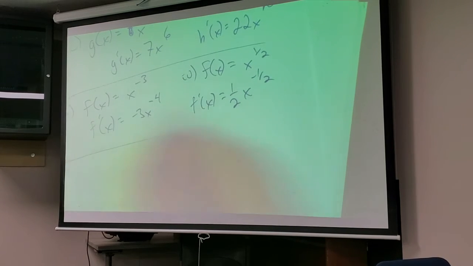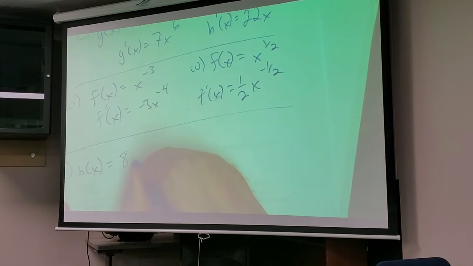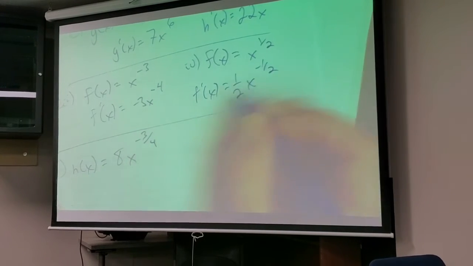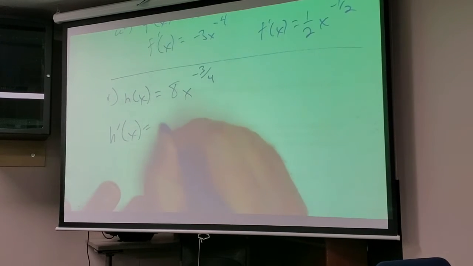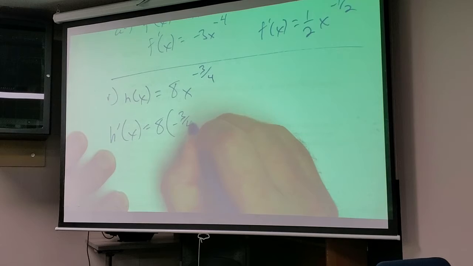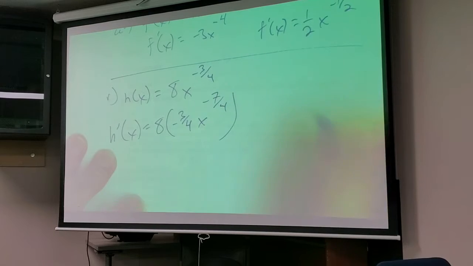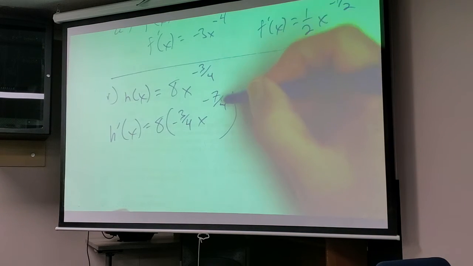So for example, I really want you guys with this. If I had this, well, let's throw something out front just to make it even better. 8 times X to the negative 3/4. The negative 3/4 comes down. What's negative 3 minus 4? I'm done. Well, I'm not done. I still got to multiply by 8, but isn't that cool? Negative 3 minus 4 is negative 7 over 4.